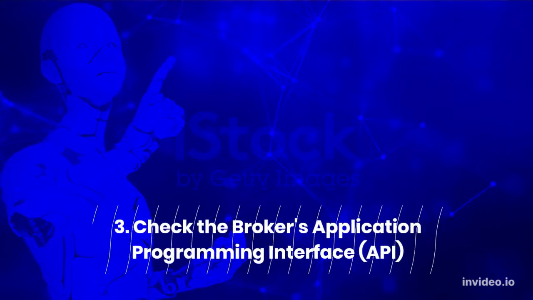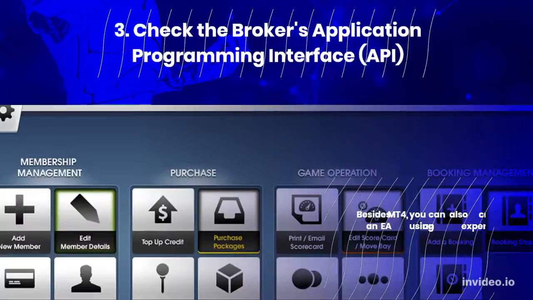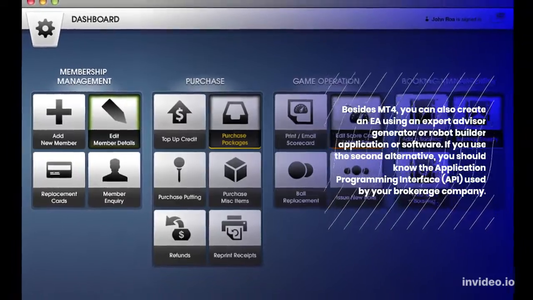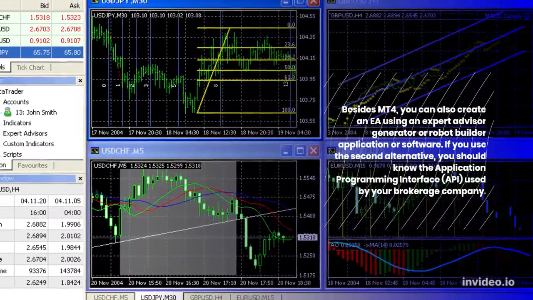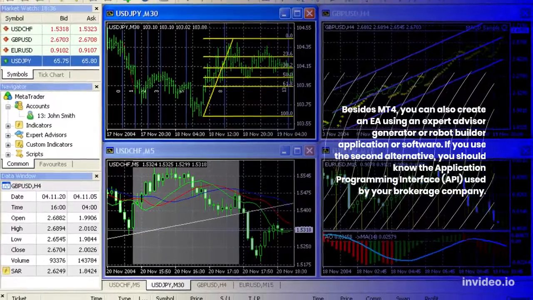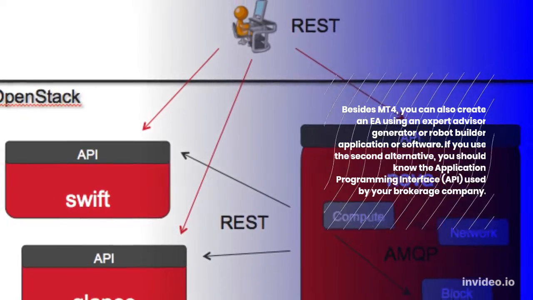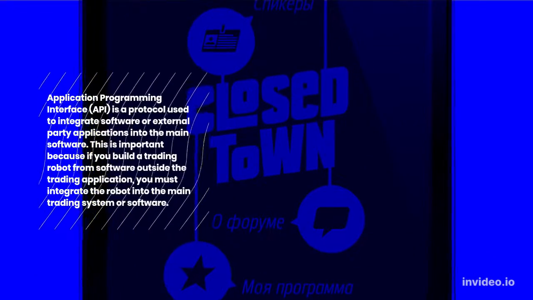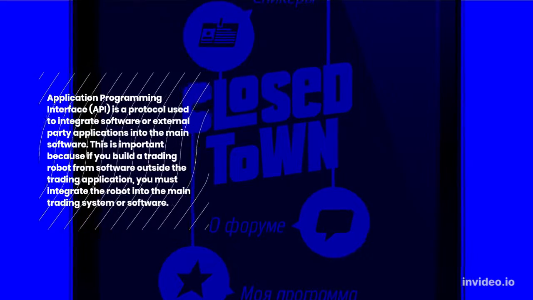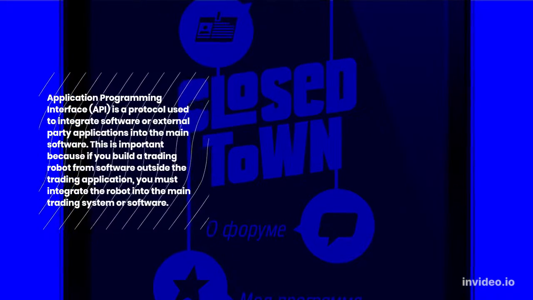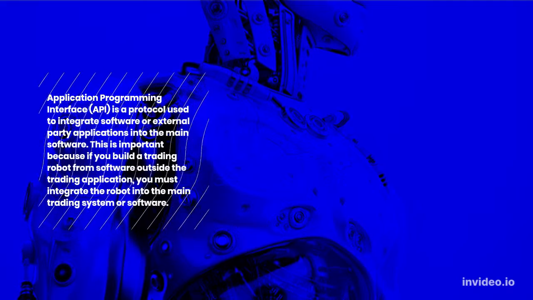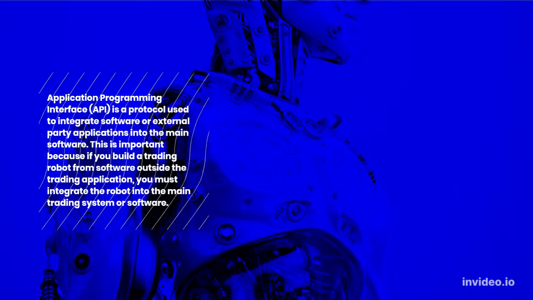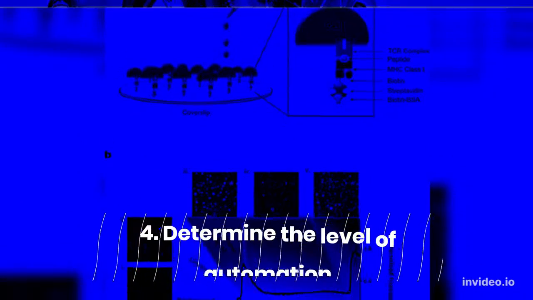3. Check the broker's application programming interface, API. Besides MT4, you can also create an EA using an expert advisor generator or robot builder application or software. If you use the second alternative, you should know the application programming interface, API, used by your brokerage company. Application Programming Interface, API, is a protocol used to integrate software or external party applications into the main software. This is important because if you build a trading robot from software outside the trading application, you must integrate the robot into the main trading system or software.